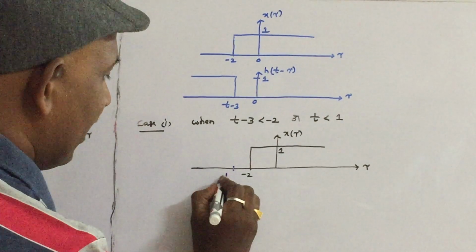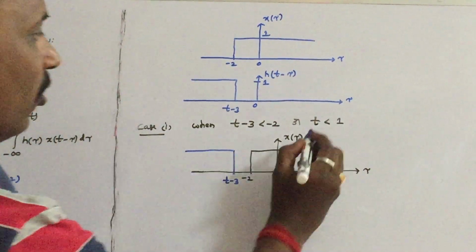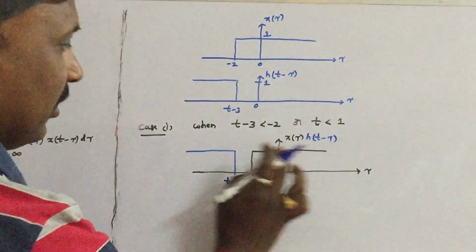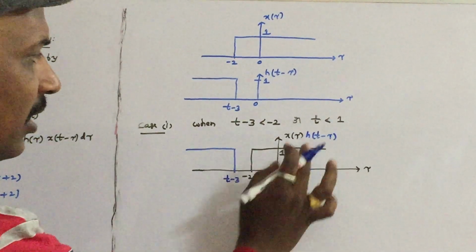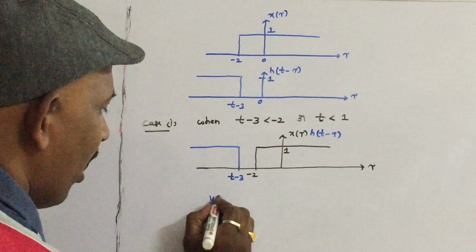That means t minus 3 is less than minus 2. The second graph will be like this, h of t minus tau. You can see that these two graphs are not overlapping, so the area under this product curve is 0. That is the first step you have to write.